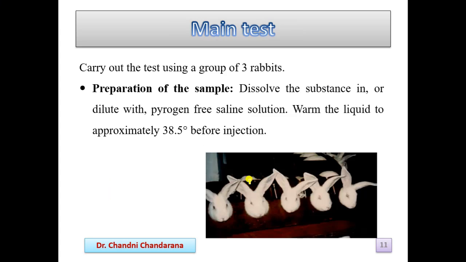So this is the main test. We can see over here the group of rabbits. This test is carried out in a group of 3 rabbits. How can we prepare the solution? For preparation of the sample, we have to dissolve the substance in or dilute it with pyrogen-free saline solution. Then warm the liquid to approximately 38.5 degrees centigrade before injection.